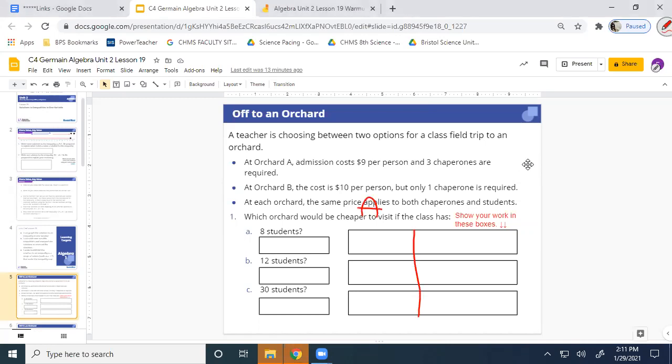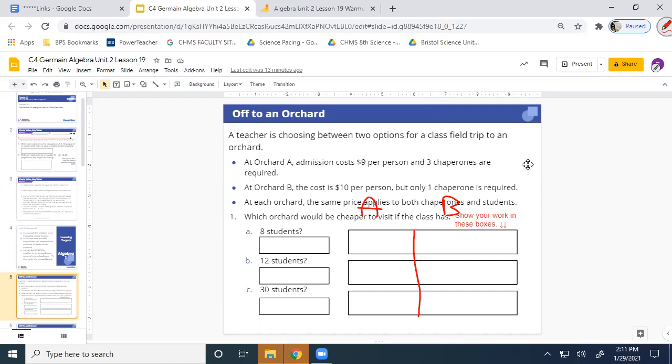So A, B, right? You have to decide for 8 students. But when you go to Orchard A, how much is it going to cost? 8 students plus how many chaperones? So how many total people are you buying tickets for? You're buying... 11. I'm talking about the 8.